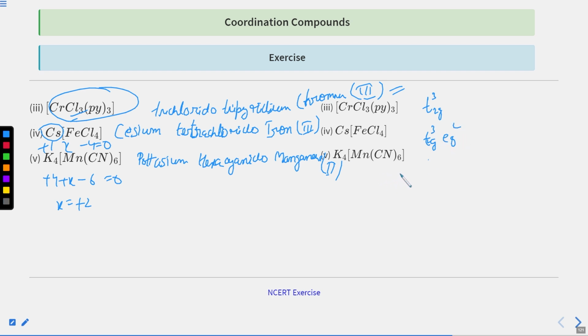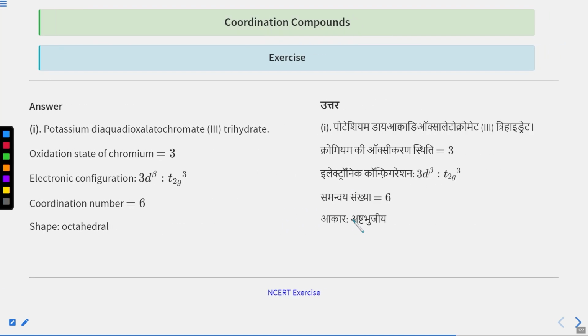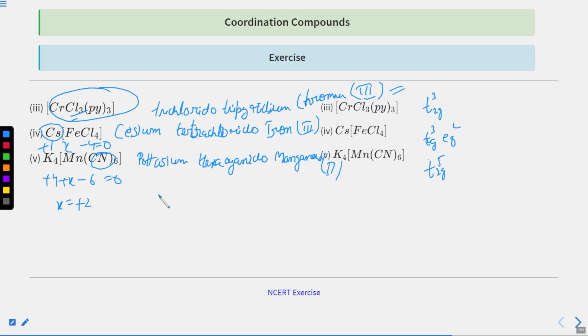Last one, it is manganese. Strong ligand is present, so pairing will take place. Manganese is d7, 2 are removed, it is d5. And d5 will be paired, so all 5 will be present on the downside only. So T2g5. So this is the answer. Next we have the shape: coordination number 6, shape is octahedral. What about the shape of each of these? So this will be tetrahedral, this will be octahedral, and this will also be octahedral.